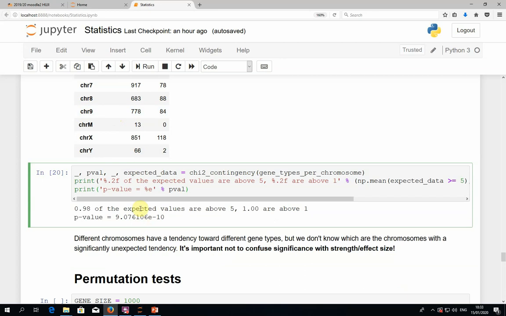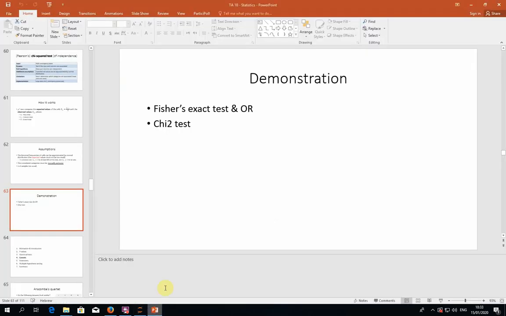Questions? Yeah. So in the Fisher's test where you do get a ratio, a relative risk, how do you get the confidence interval for that ratio? The confidence interval, we're going to speak about it later. OK. Any more questions?